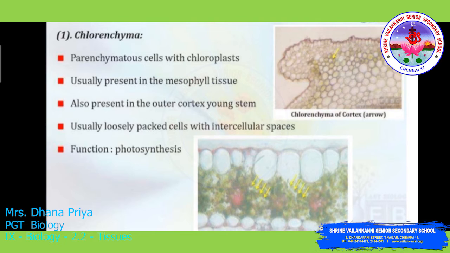So now we discuss chlorenchyma. Chloro means the presence of chloroplast. Parenchymatous cells with chloroplast are usually present in the mesophyll tissues. Also present in the outer cortex of young stem. Usually loosely packed cells with intercellular spaces, and the function is photosynthesis because of the chloroplast present in the parenchyma cells.